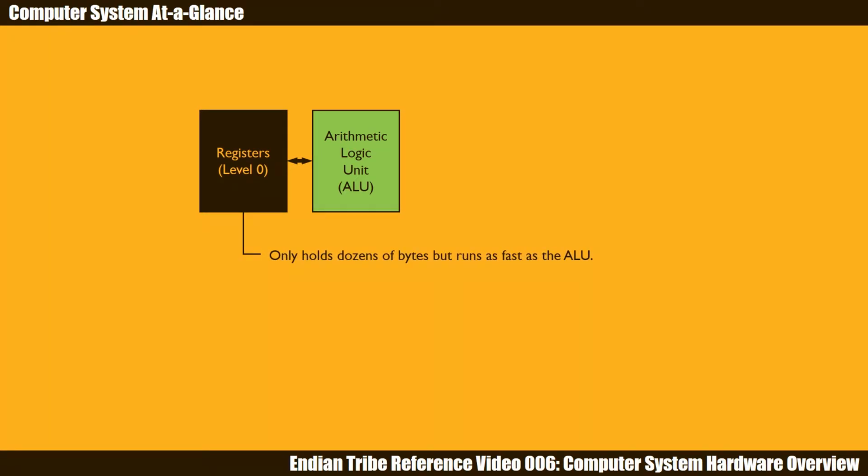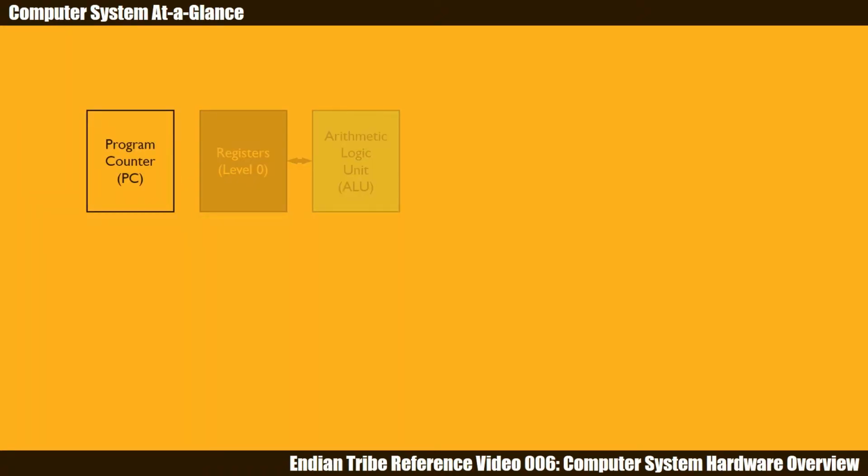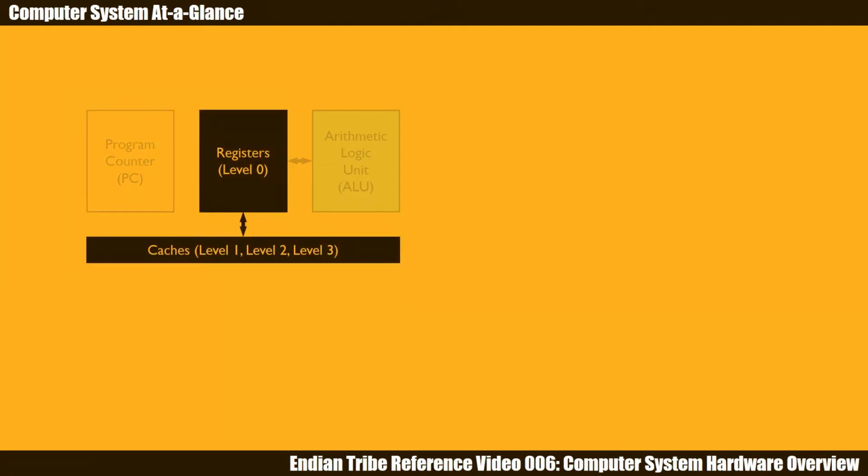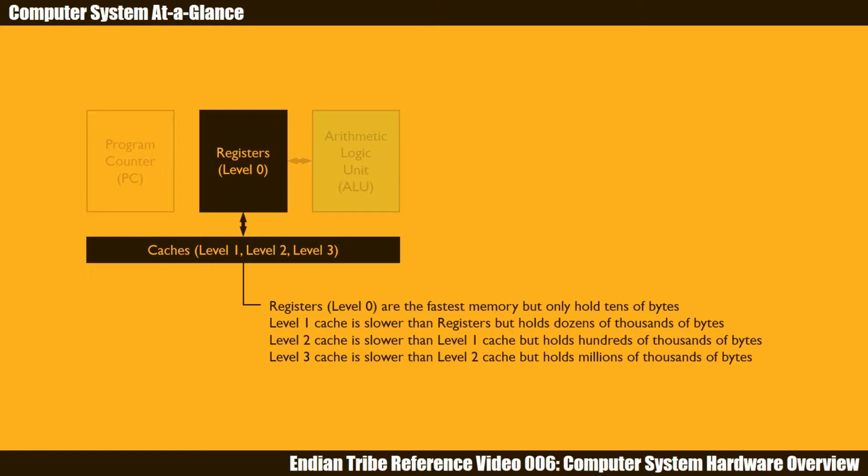Instructions to the arithmetic logic unit need to be run in a specific order. Keeping that set order is the job of the program counter. It is a special register memory location that keeps track of the address of the next instruction. Registers are connected to a tiered memory storage pool called caches. Caches are slower than registers, but can store more information. They serve as an intermediary memory location between the super fast registers and a super slow main memory.